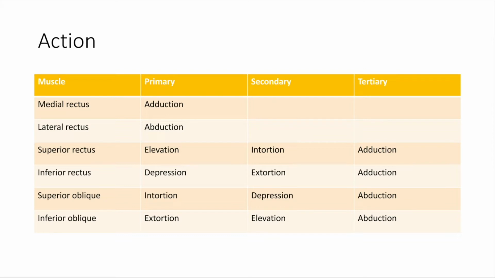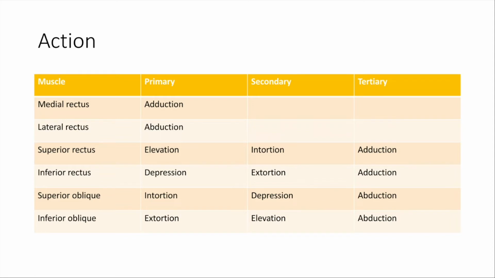Now the next few muscles are a little more difficult to understand. So we'll go by their primary, secondary and tertiary actions. So the superior and inferior rectus, their primary action, which by their attachment is very obvious, is elevation and depression. So the superior rectus causes elevation of the eyeball and the inferior rectus causes depression of the eyeball. Their secondary action is intorsion and extorsion, the movement that I explained earlier.